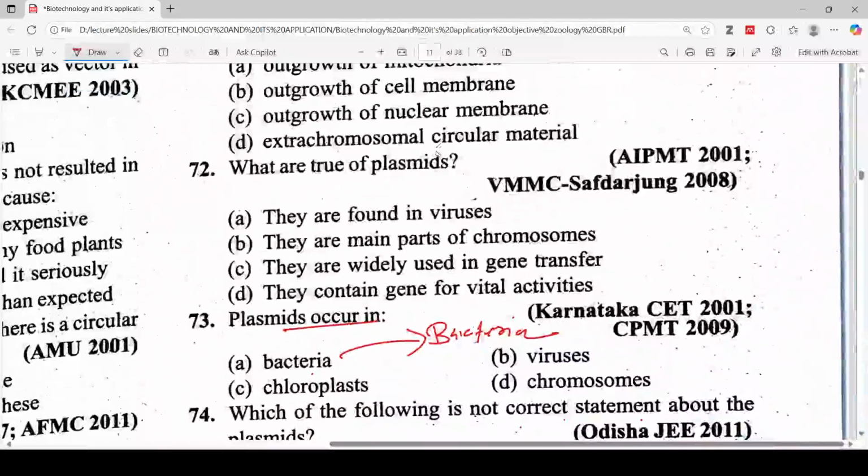Next question: What is true of plasmids? They are found in virus. No. They are main parts of the chromosome. No. They are widely used in gene transfer. They contain genes for vital activities. So the correct answer is option C. They are widely used in gene transfer.